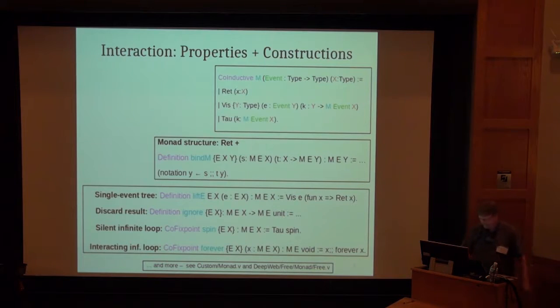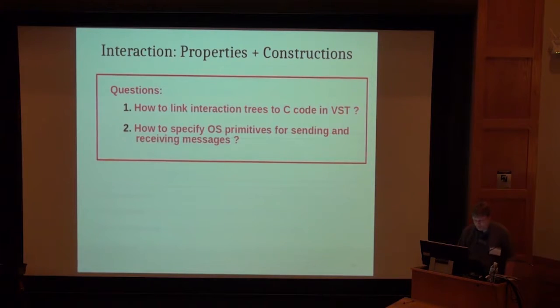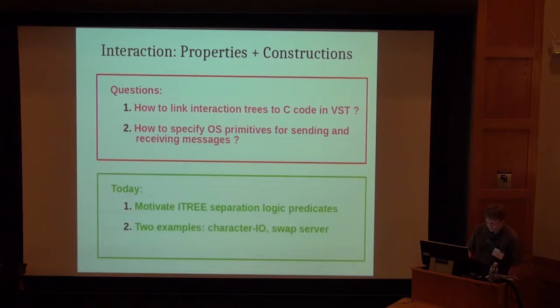So this can all be defined, and we will make use of some of those in the rest of this talk. So the question then is, how do we link these interaction trees to C code so that we can refer to them in specifications and verify programs that make such interactions using the VST, and particularly that means how shall we specify the primitives in the OS that actually realize these operations.